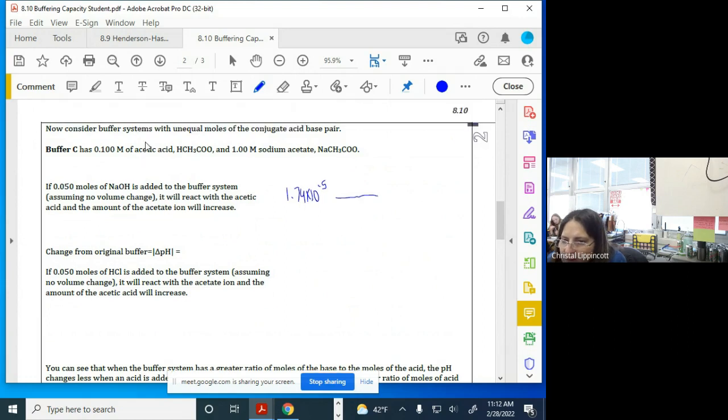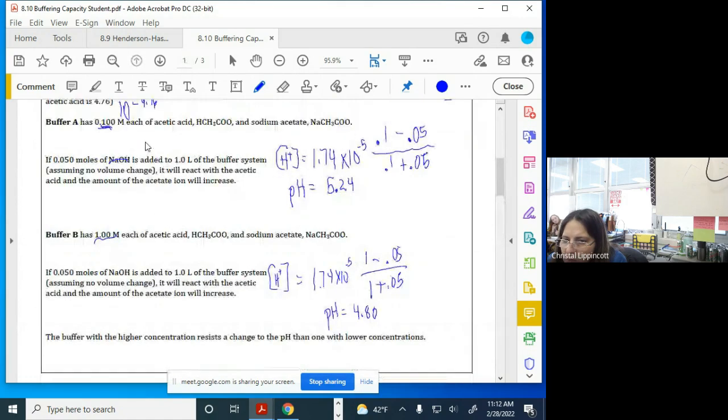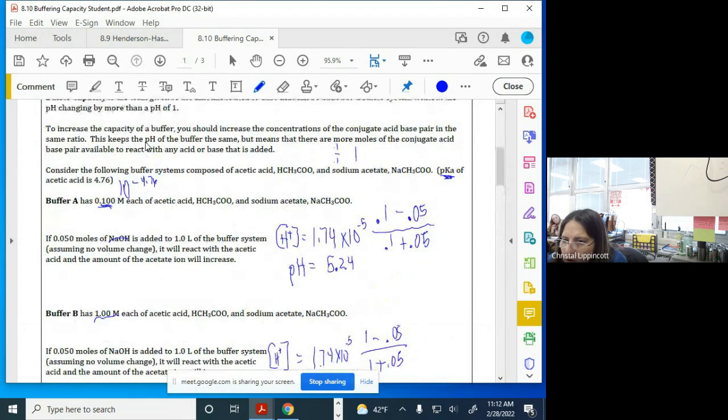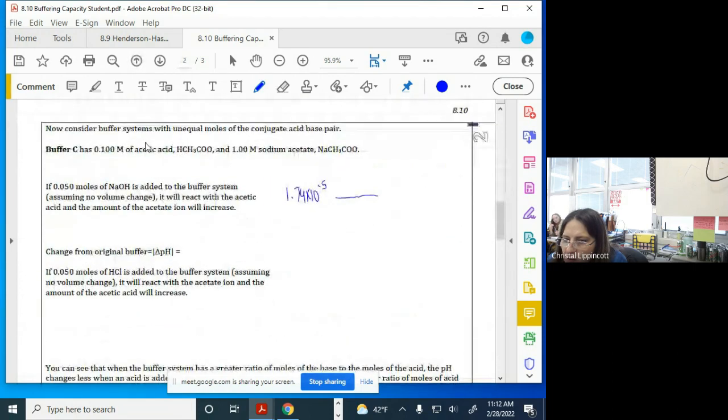So if we're considering that we're working with the same thing, they had us having 1 liter up here. So we're going to assume that we still have a liter of material, which means that for my acid, I would be at 0.1 moles. For my base, I would be at 1. Now we're adding in 0.05 moles of NaOH to the system. So I'm going to subtract from here, and I'm going to add down here.